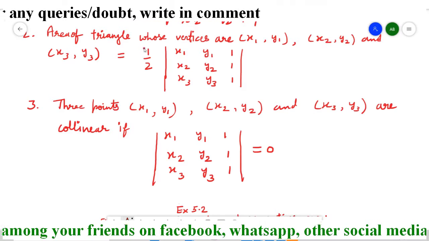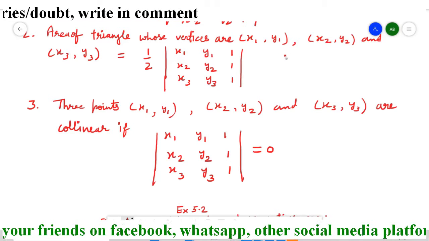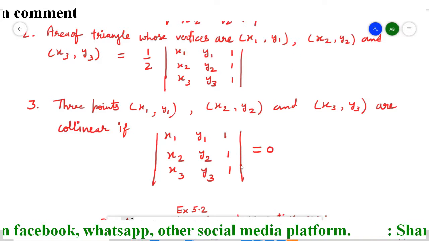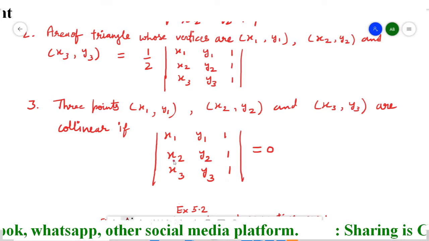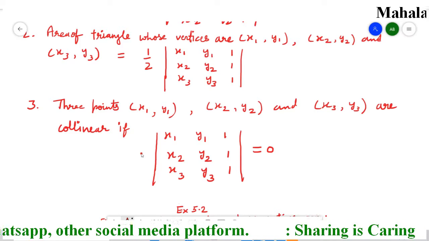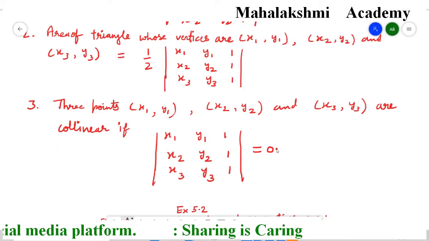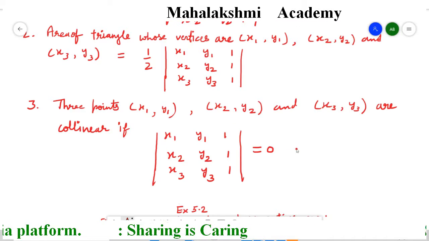So whatever the area of the triangle formed by joining 3 points, just write the same for the collinearity condition also, but remove the half, because that half will multiply or divide by 0, so it's going to be 0. So I hope it's clear to you.